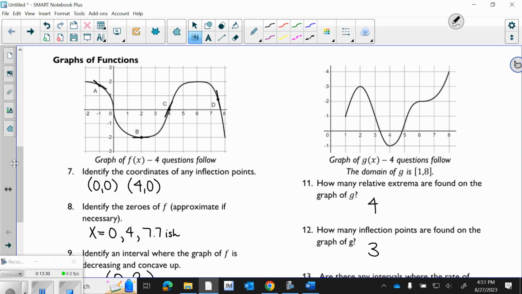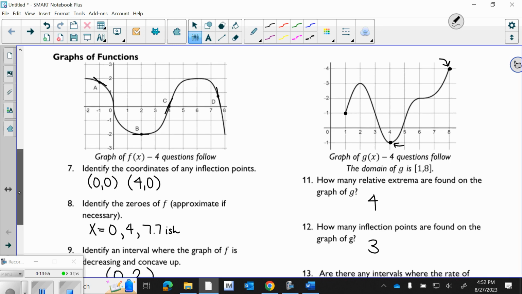And remember, you can use endpoints. We can't use arrows, but since these are definite endpoints, we can use these as well. So we have an absolute maximum that occurs at y equals negative 4 when x equals 8. We have an absolute minimum, which occurs when y equals negative 1 at x equals 4.